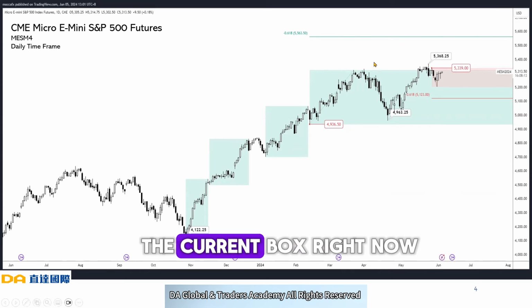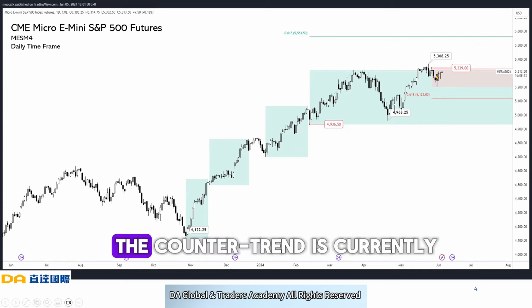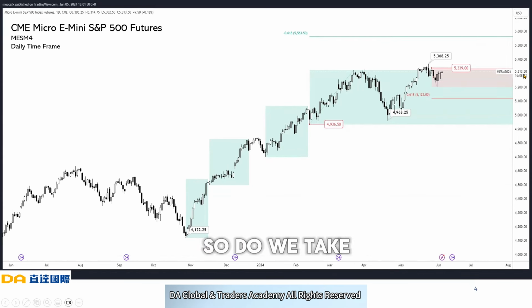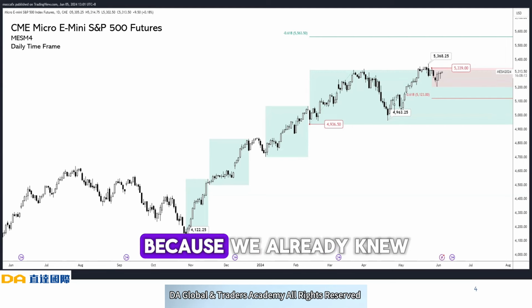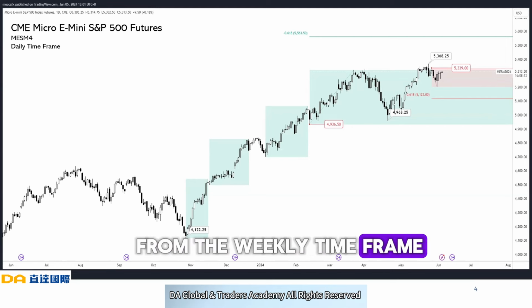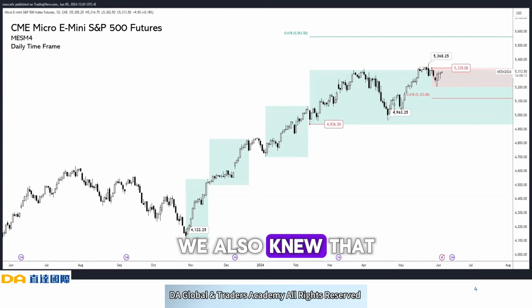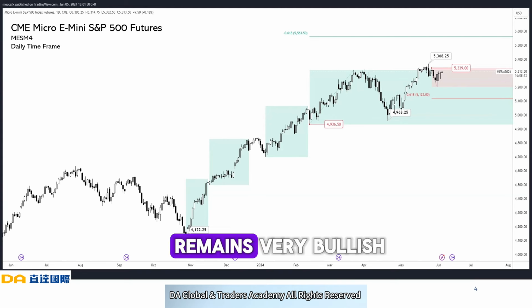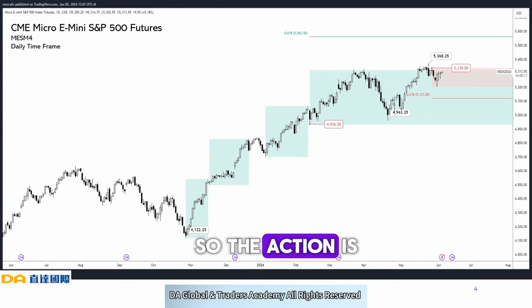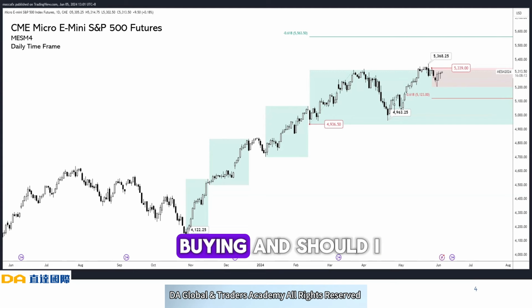So we can see the current box right now, the counter trend is currently where we are at 5,313 and a half. So do we take the perspective, because we already knew from the weekly time frame that the market is bullish. We also knew that the daily time frame remains very bullish. So the action is actually quite clear cut. I need to be buying.